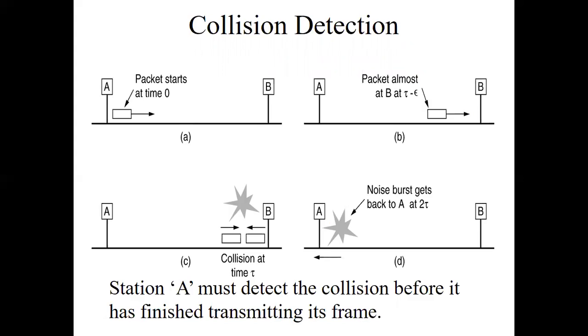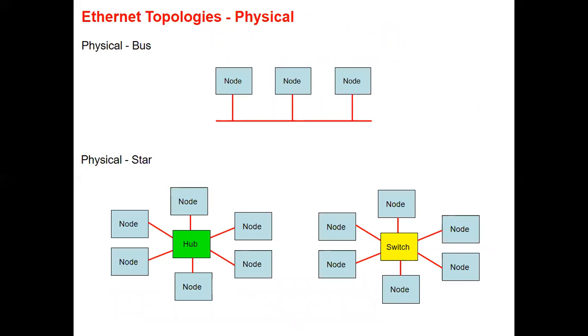Look at the last diagram, D. There will be noise, and the noise gets back to A. So station A must detect the collision before it has finished transmitting. Where is the noise coming from?